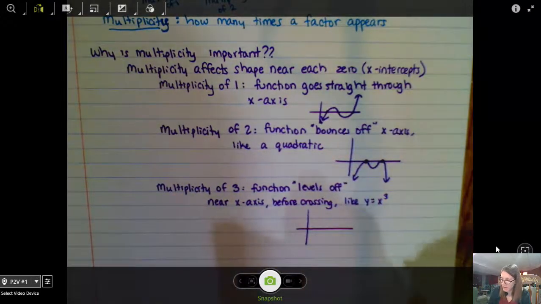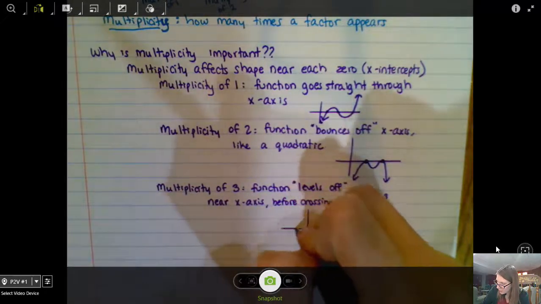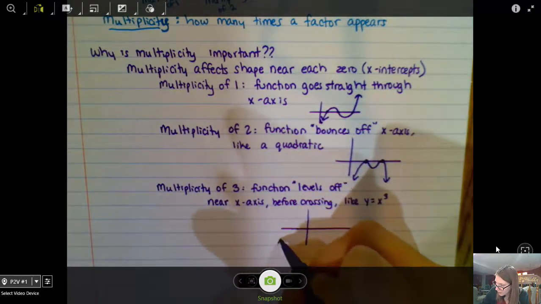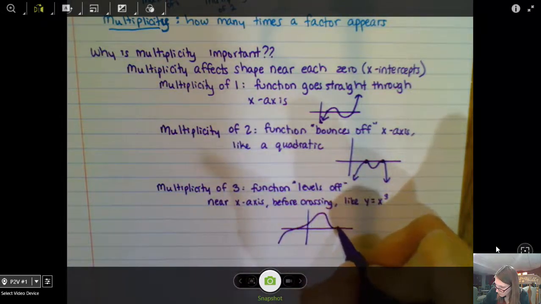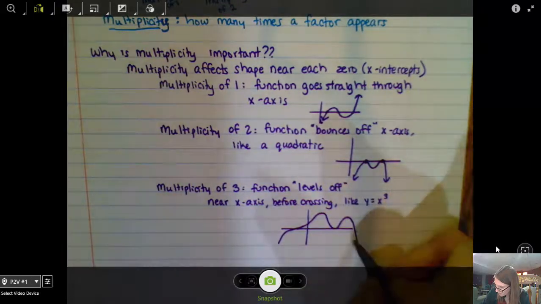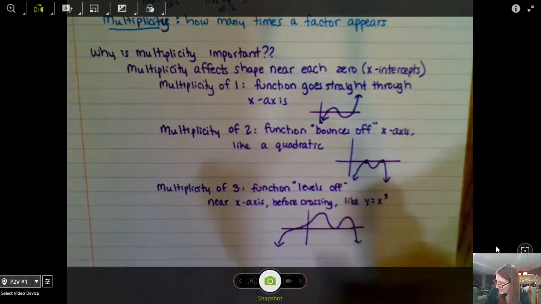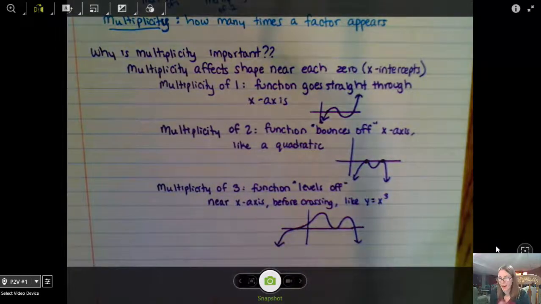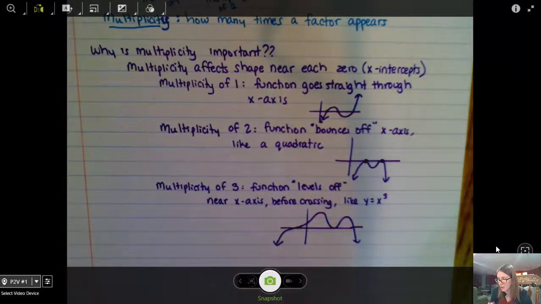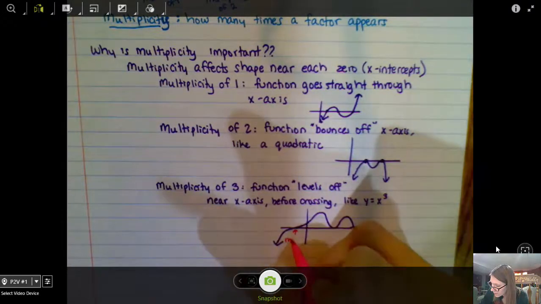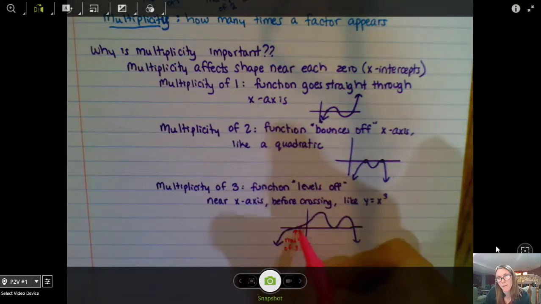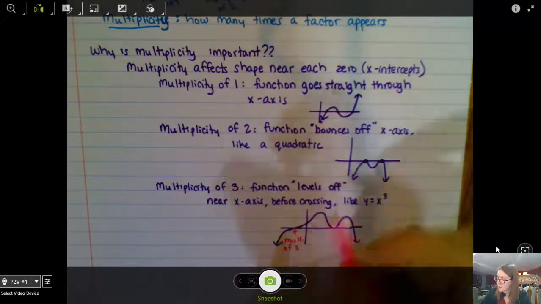So I'll draw kind of a weird looking polynomial function here. If I had a polynomial that looked something like this, looking at this graph, this is a pretty crazy looking polynomial function. My x-intercept here would have a multiplicity of 3. If you notice how it levels off, it's pretty flat near the x-axis. But we still cross.